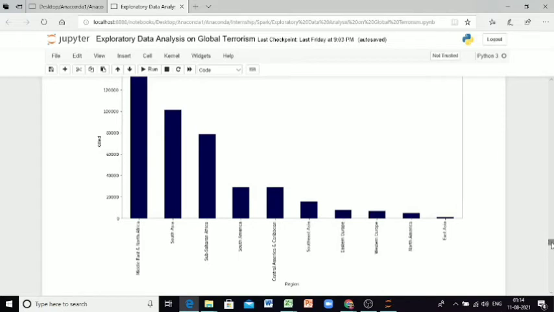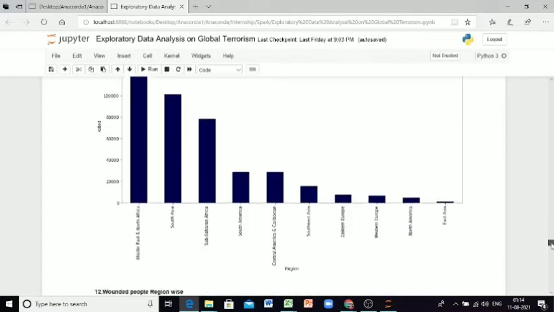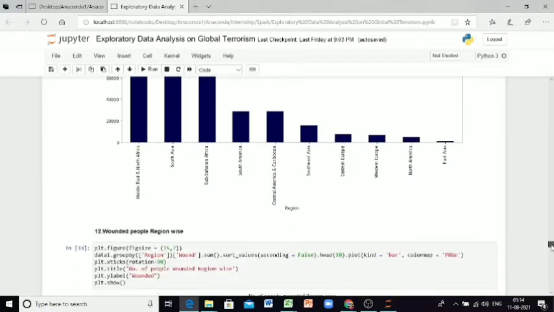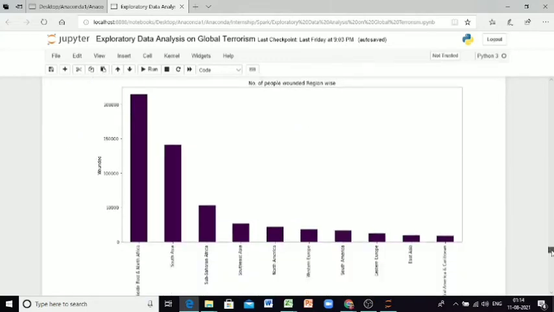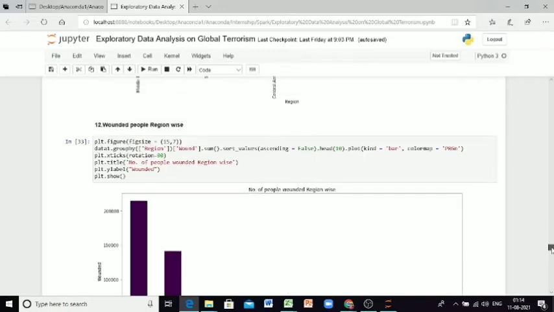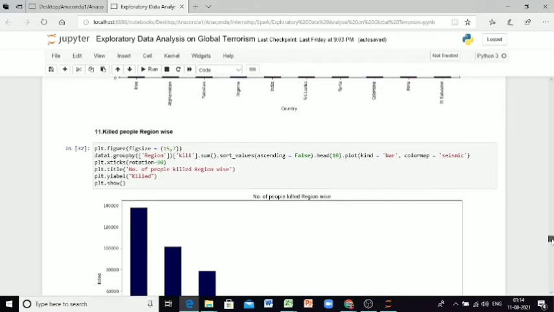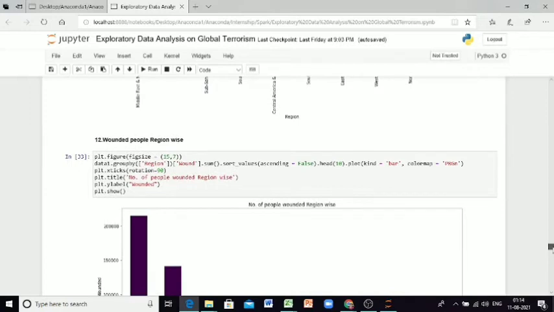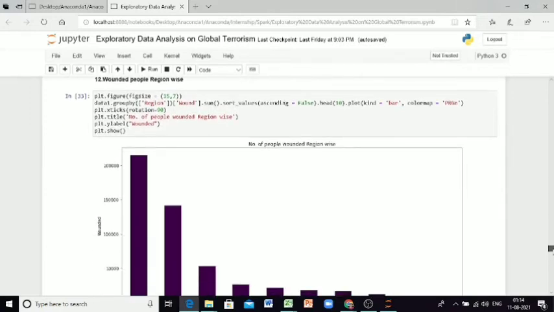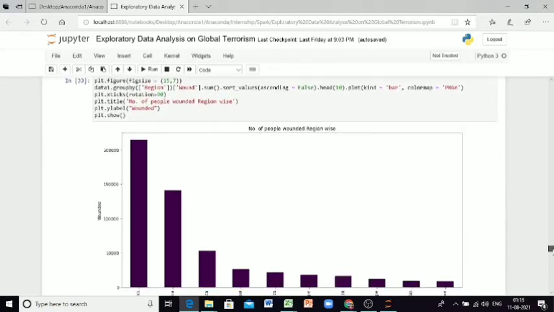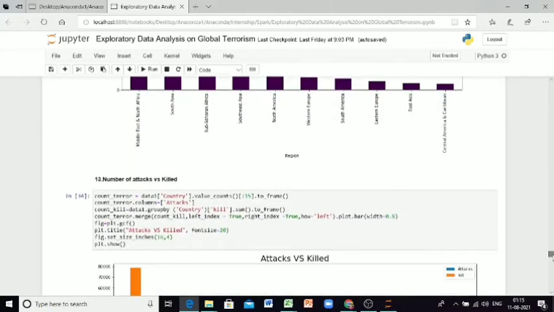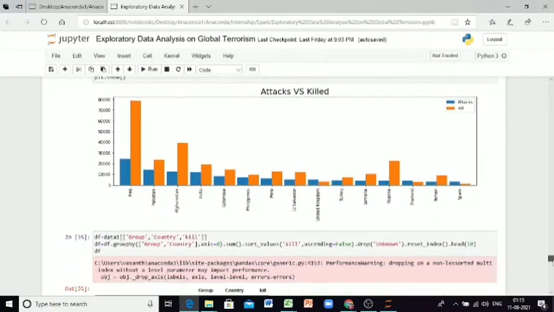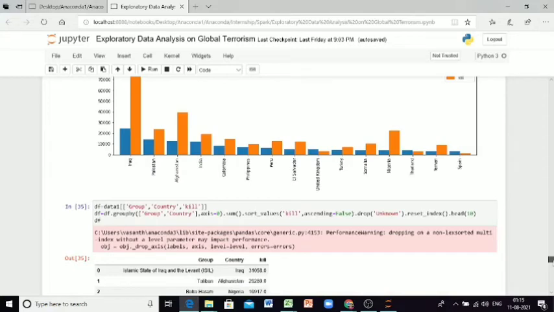The most affected region is the Middle East and North Africa region, and highly wounded people are found in the same region, Middle East and North Africa. This is the region wise calculation. And this is the graph between the number of people attacked versus the number of people killed and their country.